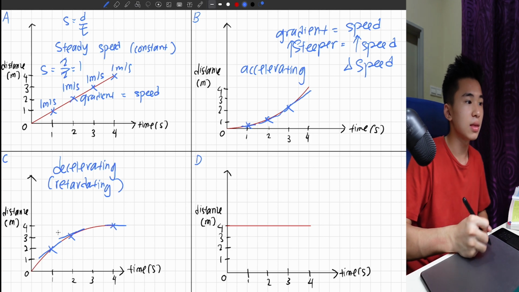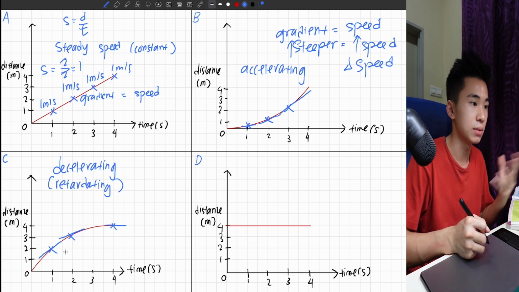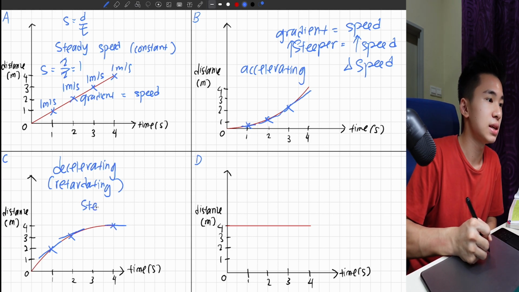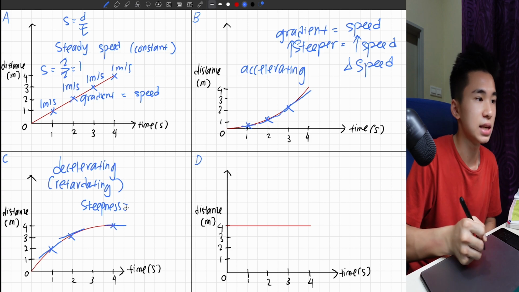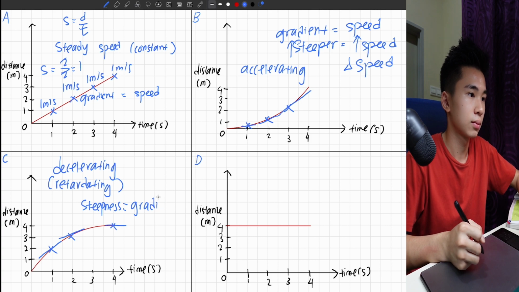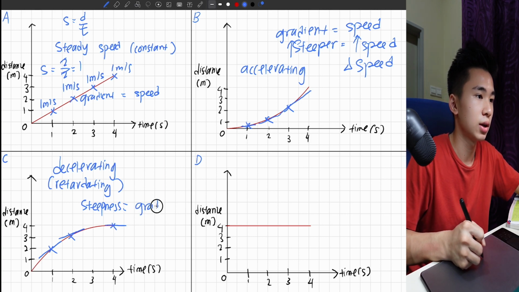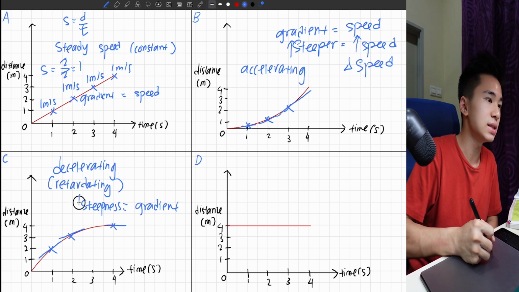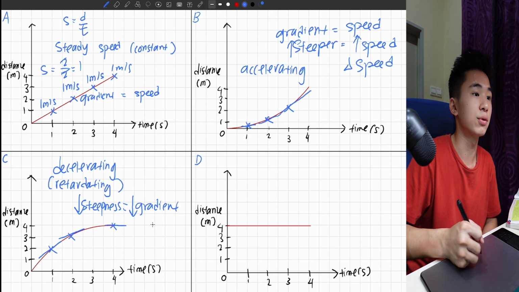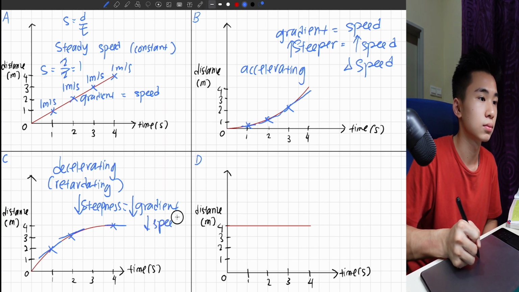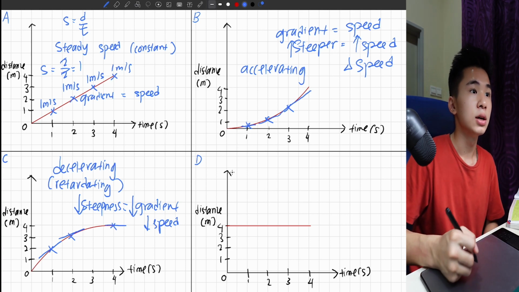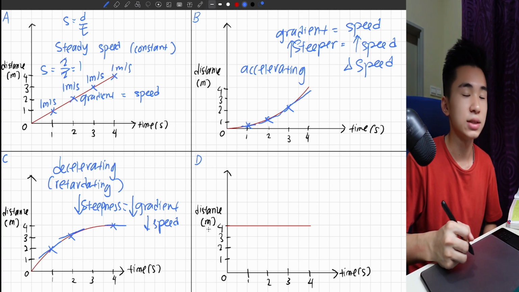So as you can see, the tangent becomes less steep and less steep, which means a decrease in steepness, which equals gradient, right? If we decrease in steepness, we decrease in gradient as well. If we decrease in gradient, we decrease in speed as well, which means the car becomes slower and slower and slower.